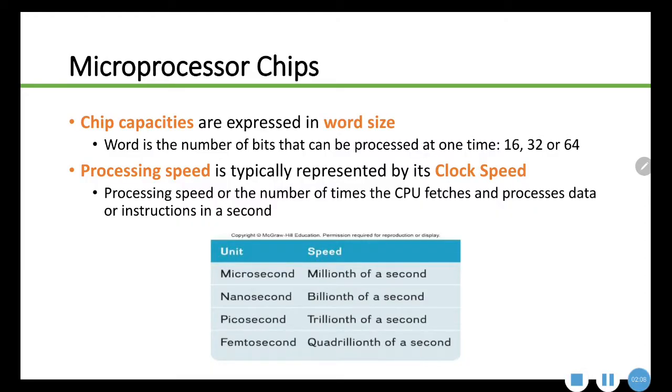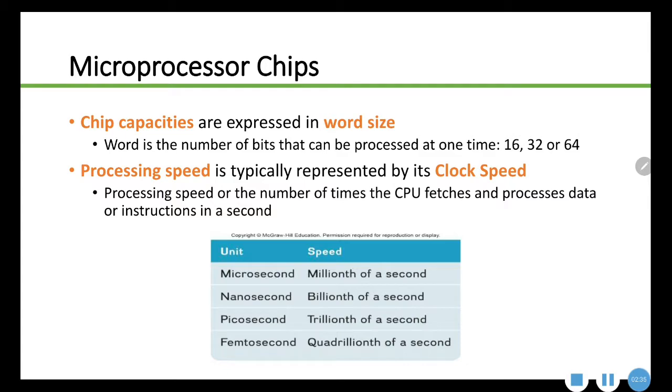Okay, the microprocessor chips. The chip capacities are expressed in word size. The word is a number of bits that can be processed at one time. It could be 16, 32 bit, or 64 bit. That's why when you buy your PCs or your handphones, you will want to know the capacity of the microprocessor. Is it 16, 32, or 64?